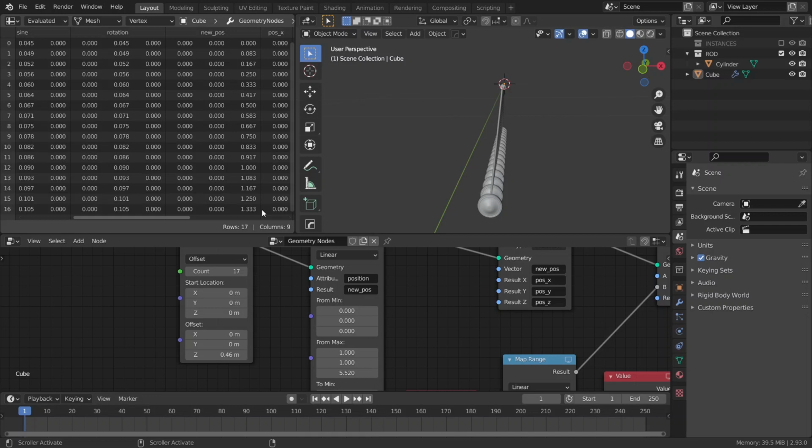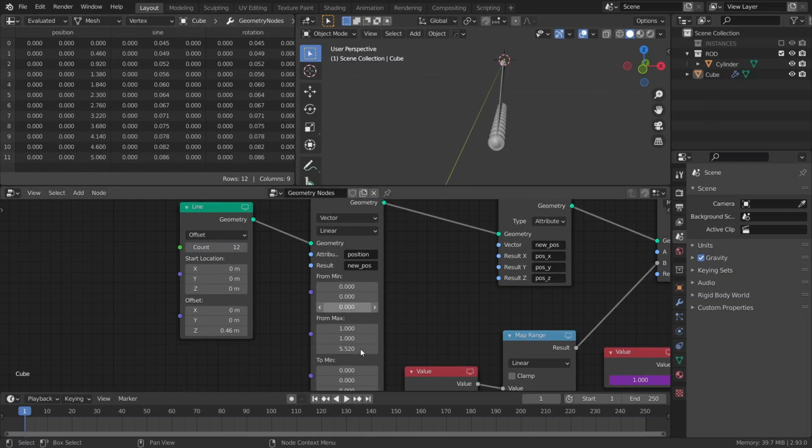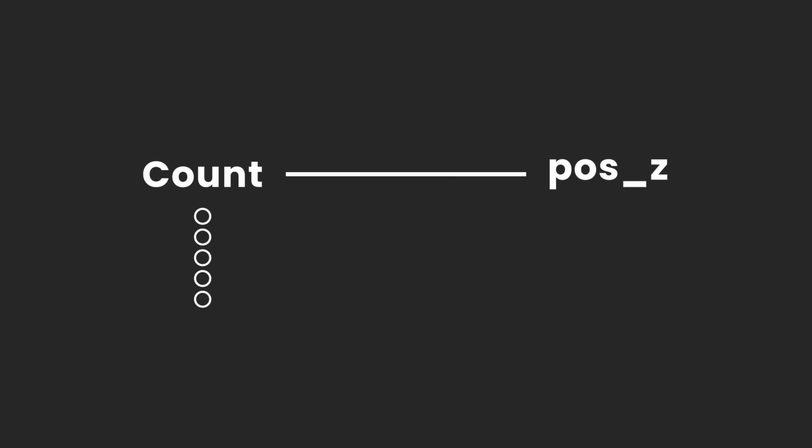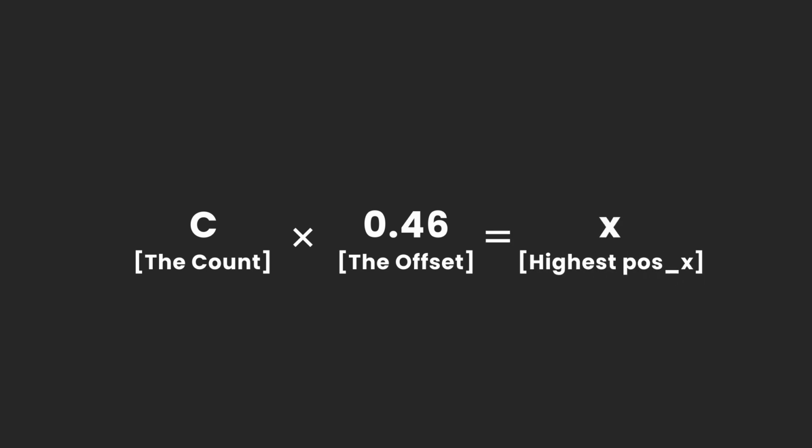But this video is all about proceduralism. So let's make this whole thing a bit interesting. So what's the relationship between the count and the position Z value? We know that as the count increases, the value of the Z position also increases. But by how much? The answer is 0.46, the value of the offset. So if we multiply the value of the count by the value of the offset, we should be getting the highest position value, right?